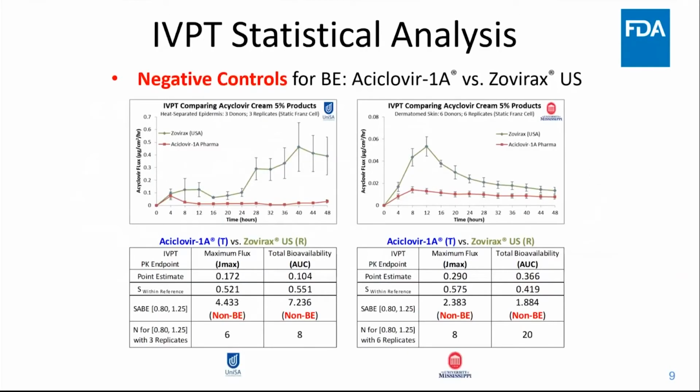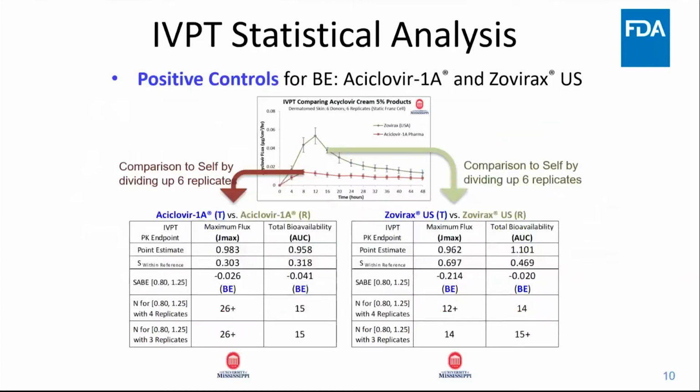These observations are depicted here in the next 2 slides, where it shows that for a product and its negative control, the test has been successful in capturing the non-bioequivalent relationship between these 2 products. And also when we have a positive control, which we create by having 6 replicates for every donor and randomly dividing them into 3 and 3, so we have a positive control, or comparing a product to itself, this bioequivalent relationship was correctly captured by the test.